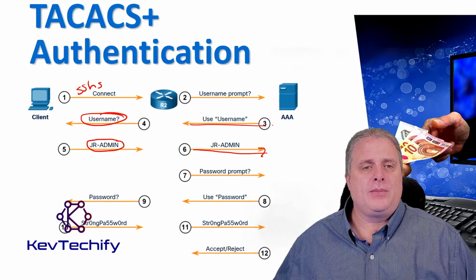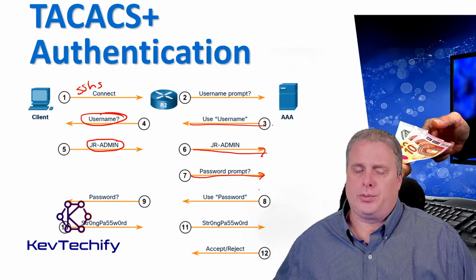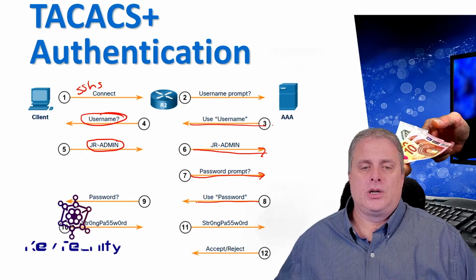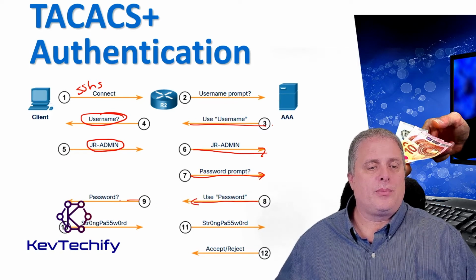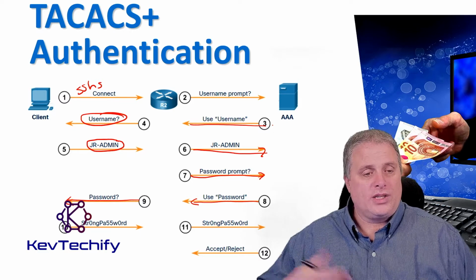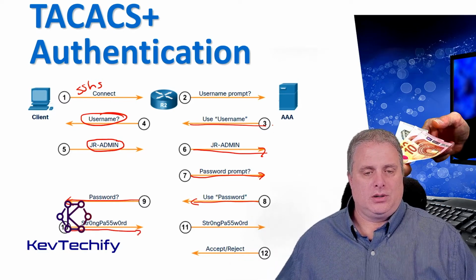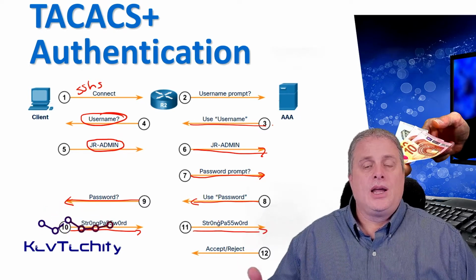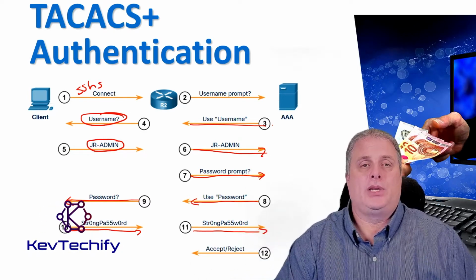At the same time, the router says, hey, should we prompt for the password? The AAA server says, yep, let's prompt for the password. So it says, yep, prompt for it. The router then prompts for your password and says, what is your password? You reply back with your password. The router forwards it onto the AAA server. AAA verifies username and password, and then it either accepts or rejects it based upon if you have the right combination or not.